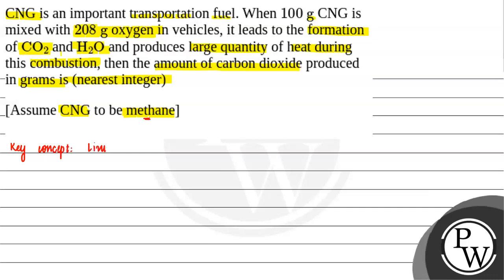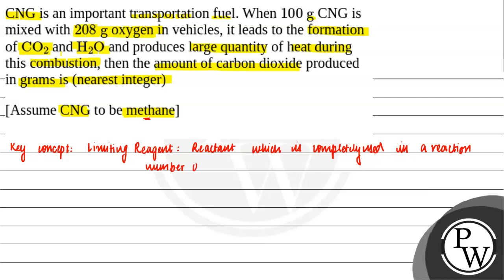First, what is a limiting reagent, because we will be using this term in the further question. The limiting reagent is our reactant which is completely used up in a reaction. That is our limiting reagent. Second, the formula used to calculate the number of moles.